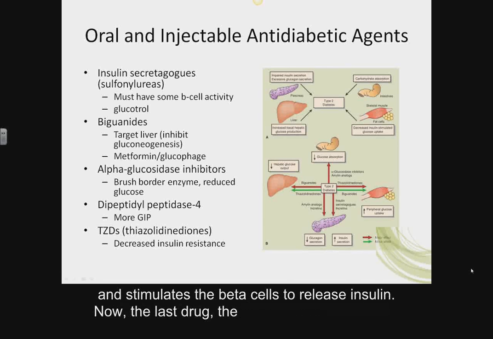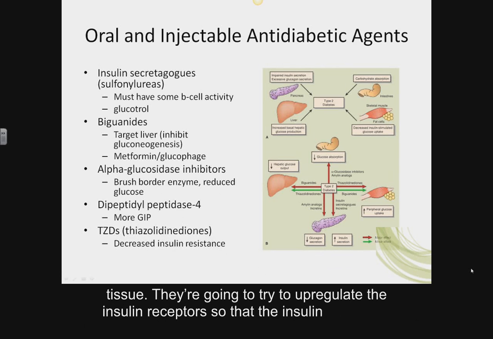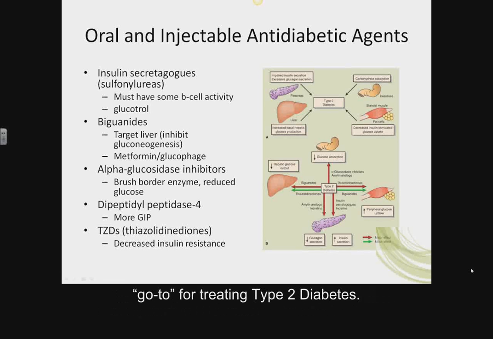Now the last drug, TZD. Look, I've got a five-vowel limit to the words that I'm going to try and pronounce, so I'm not even going to try this drug. They are going to target skeletal muscle or adipose tissue. They're going to try to upregulate the insulin receptors so that the insulin that is released is bound to and responded to appropriately. Again, these drugs are our go-to for treating type 2 diabetes.